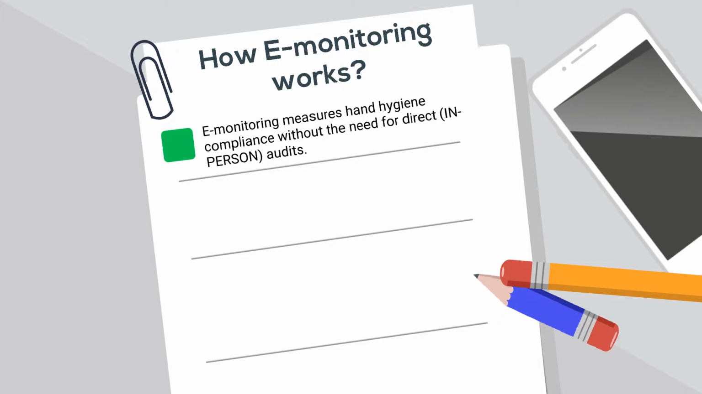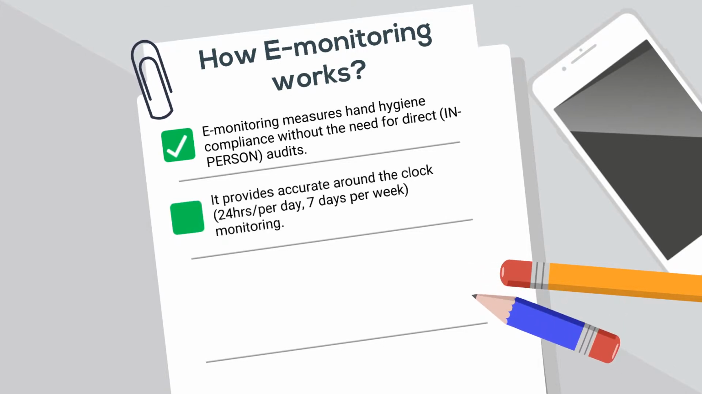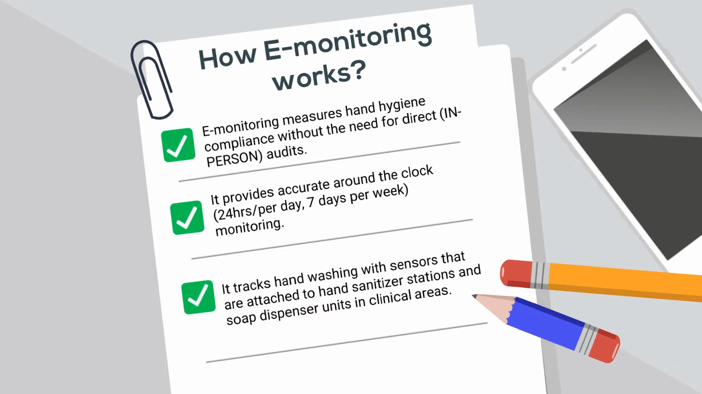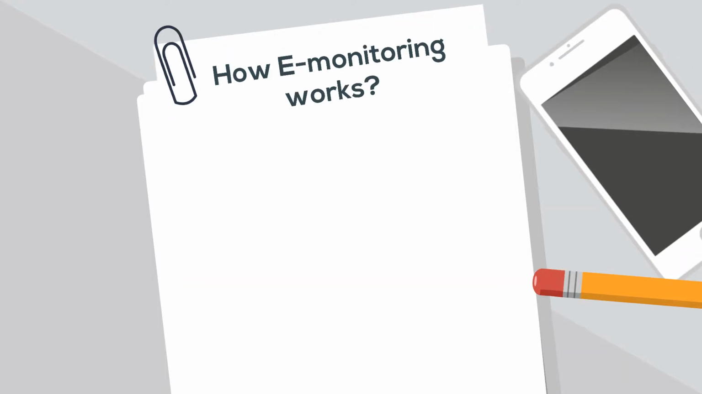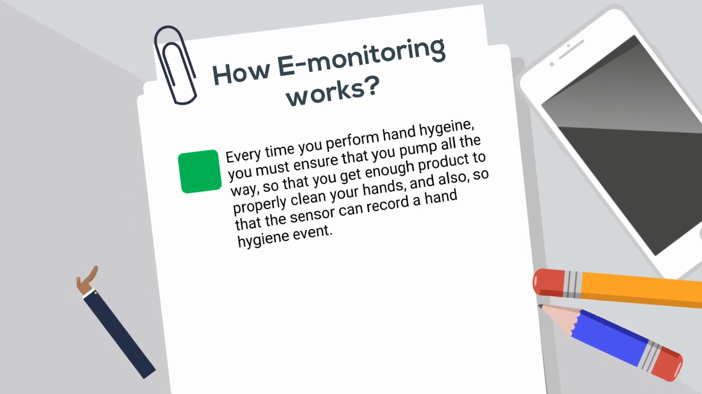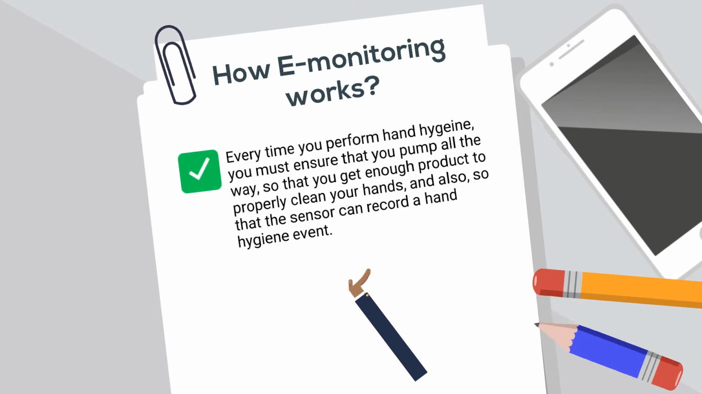E-monitoring measures hand hygiene compliance without the need for direct in-person audits. It provides accurate round-the-clock monitoring by tracking hand washing with sensors that are attached to hand sanitizer stations and soap dispenser units in clinical areas. Every time you perform hand hygiene, you must ensure that you pump all the way so that you get enough product to properly clean your hands, and also so that the sensor can record a hand hygiene event.